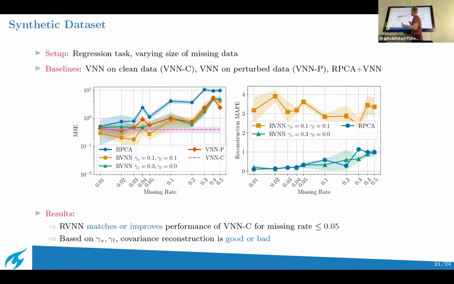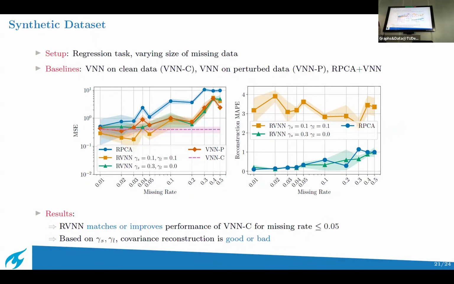So basically what we see here is that up to some point, let's say 0.05, the RVNNs are matching the performance of the VNN on the clean data, or even improving it. And then if the missing values increase, the performance goes a bit off. But what's interesting is that at this yellow curve, the performance is even improved compared to the clean data. But if you look here, the reconstruction of the covariance is very poor. There's a lot of error. So basically what the model is doing here is learning a different graph. It's not even learning the covariance that we were expecting.